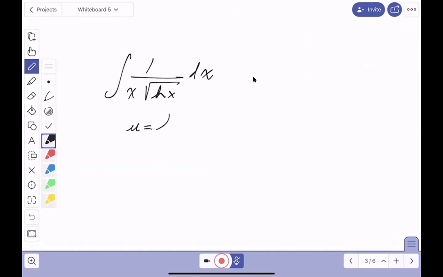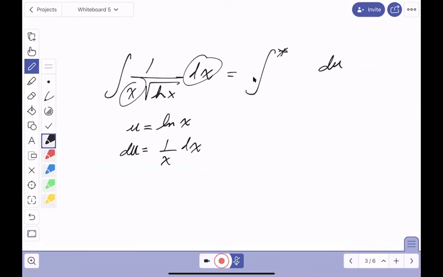I'm using u substitution, by the way. du is 1 over x dx. Wow, this can look like a miracle. What do you get over there? Well, I got this here, which is du. And then I get 1 over u to the 1/2 power, which is going to work out like a charm. That's u to the minus 1/2 du.